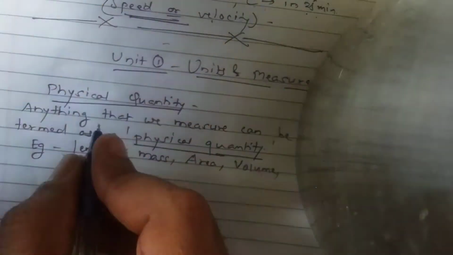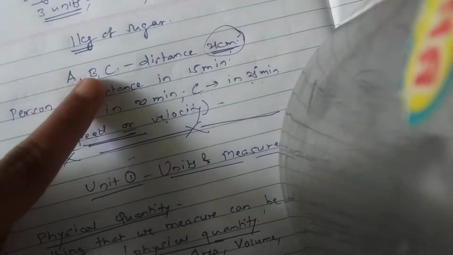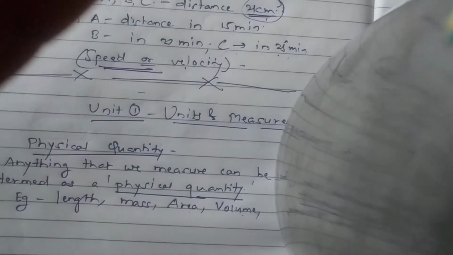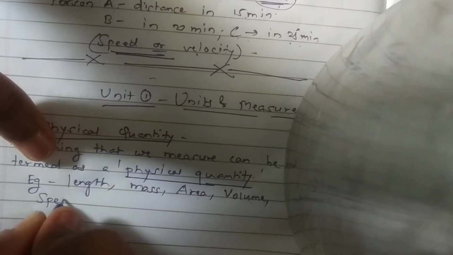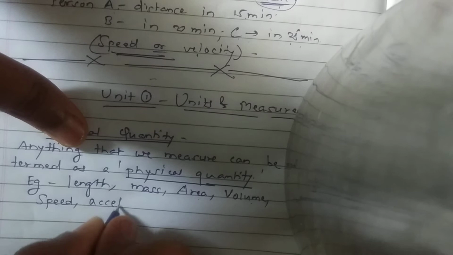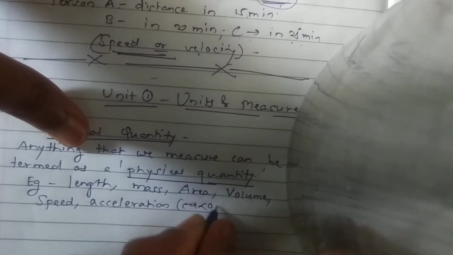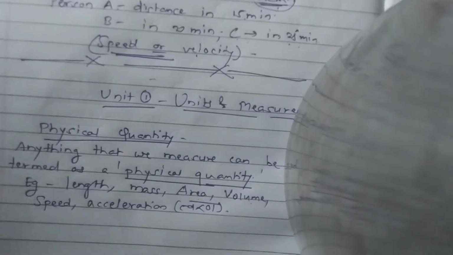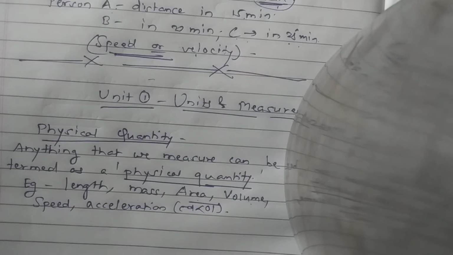You can give n number of examples. Now as I just explained in this previous case, you had three people A, B, C covering a distance of 2 kilometers in different times. So here the quantity that you measured was speed. Then you have acceleration. Where is it? So basically I can give you n number of examples of physical quantities. So anything that you measure.